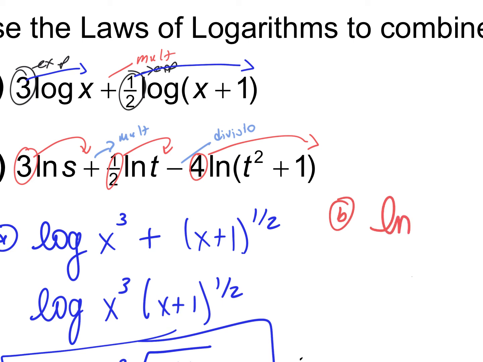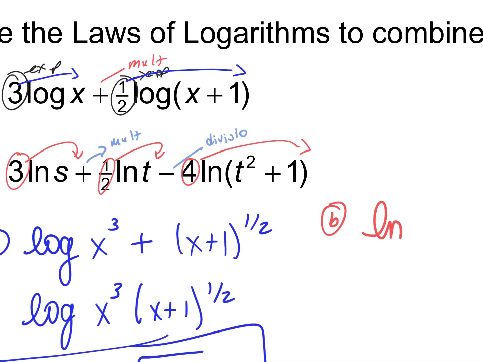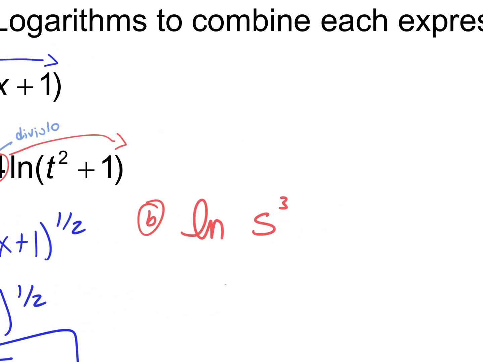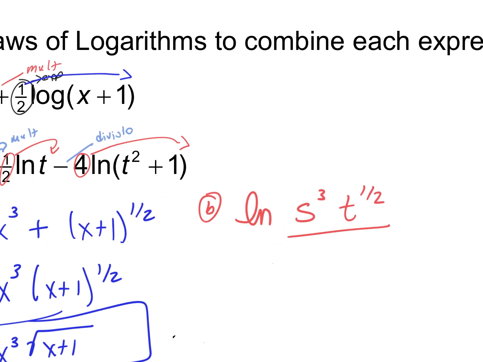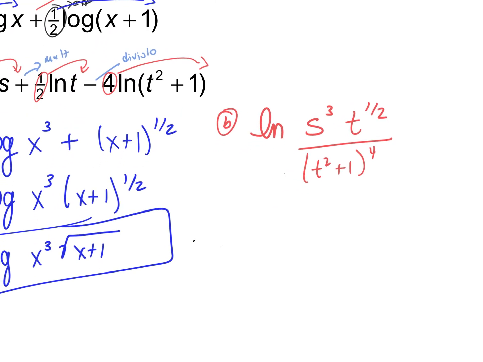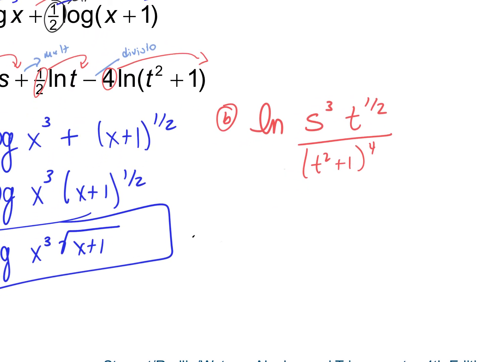No worries. So I'm going to rewrite this as s to the 3rd times t to the 1/2 divided by t squared plus 1 to the 4th power. You guys see, I don't like to use s's and t's, but we'll work with it. Am I completely simplified? What do I have to fix? Yep, the 1/2. We cannot leave fractional exponents.